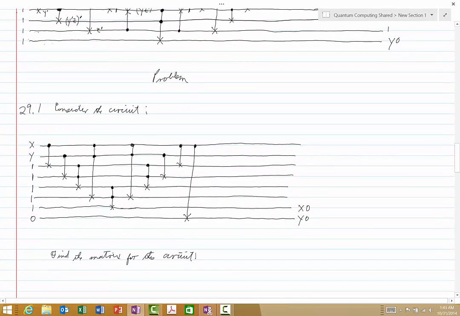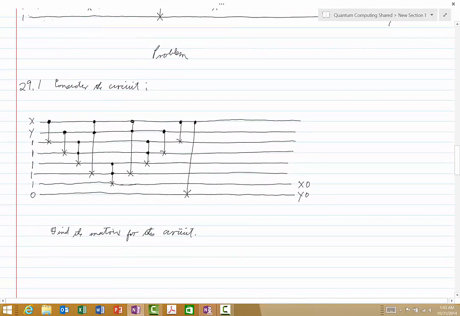And so, anyway, getting to the problem for this lecture, what I'm asking you to do is, if these lines are as shown here, and we define this line to be x0 and this one is y0, to find the matrix for this circuit. So I think I'll leave it at that, and that concludes lecture 29. As I say, the in-class problem will be very similar to this. So that concludes lecture 29, and good luck.